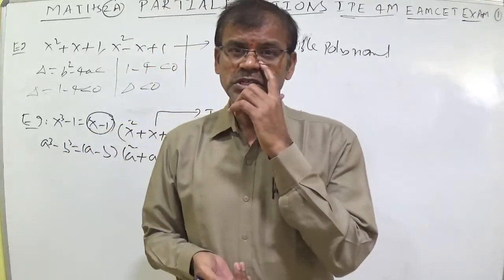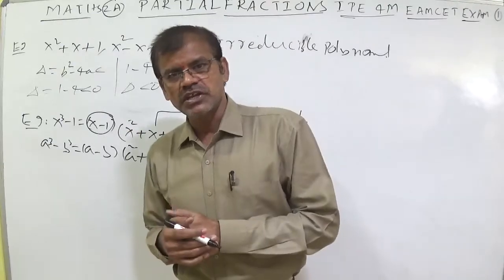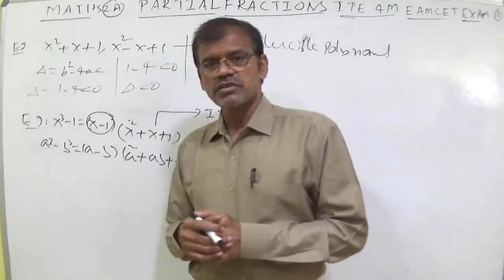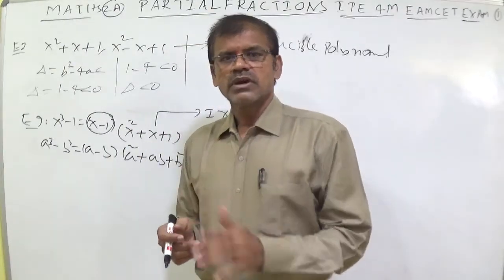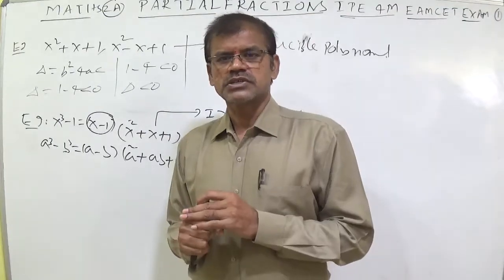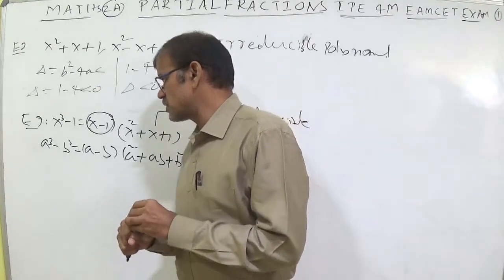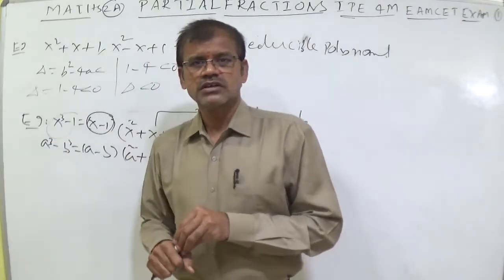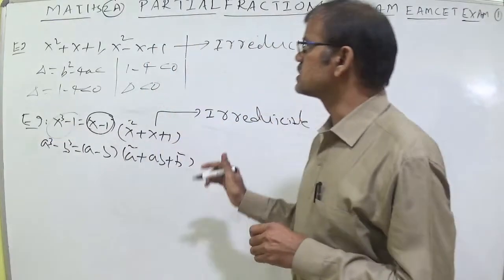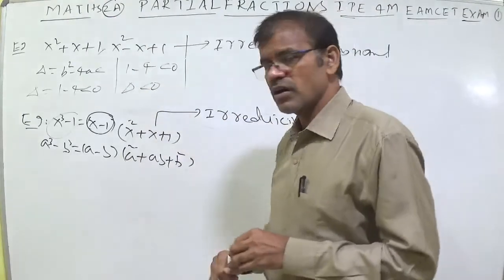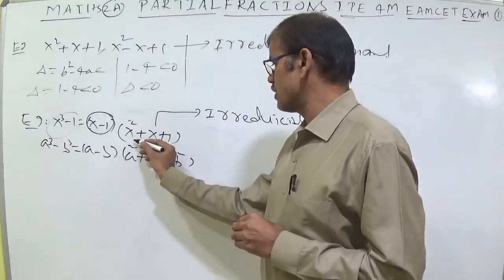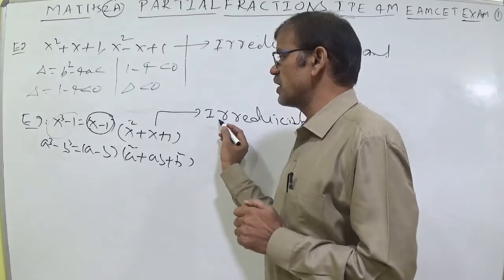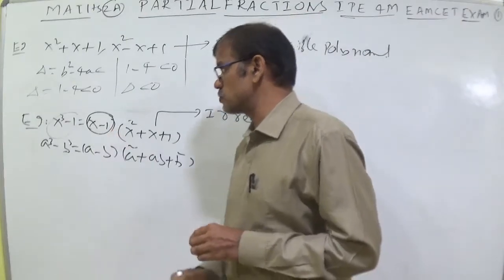What are the characteristics? Depends upon the discriminant. The discriminant for a cubic equation is also there, but you will be learning it in the next class. I think the discriminant of a cubic equation is not in our syllabus. We only have the discriminant of a quadratic. It depends upon that one, as I already said. This is irreducible. This is also irreducible.